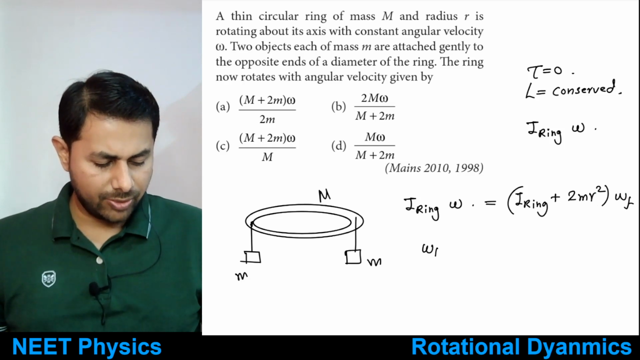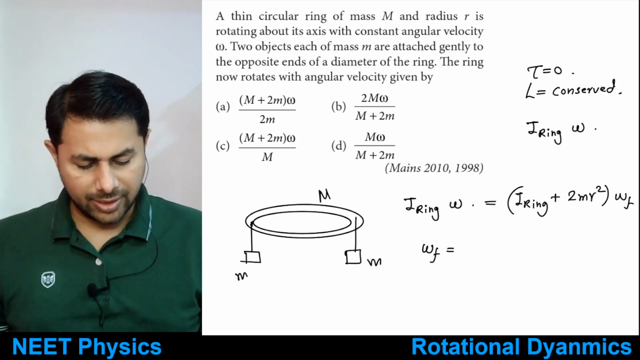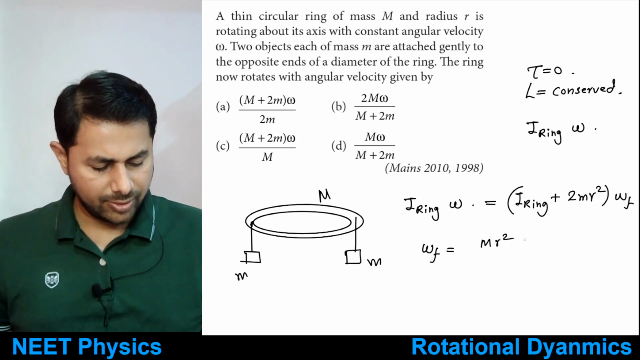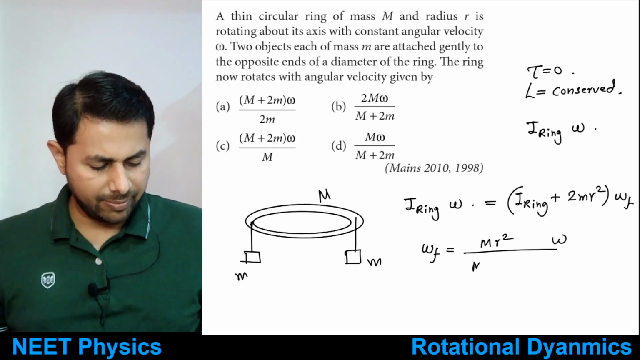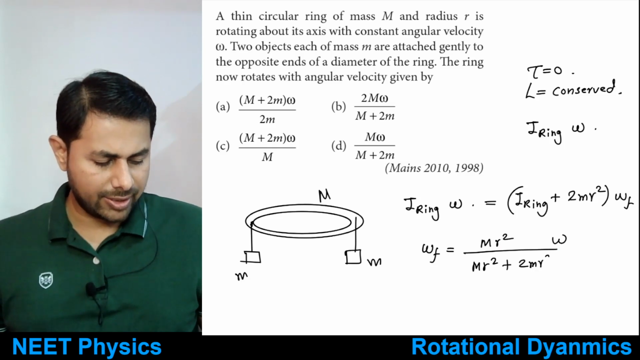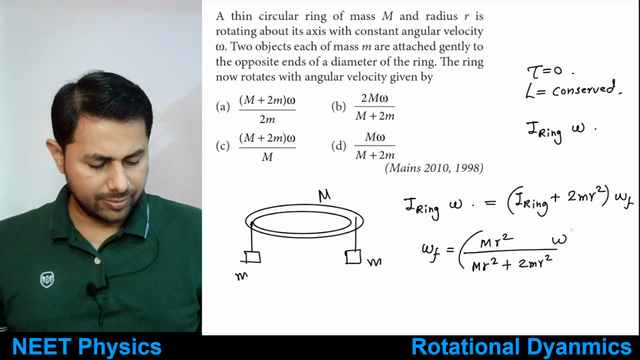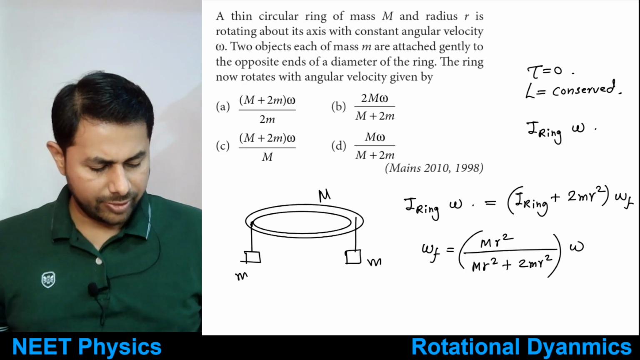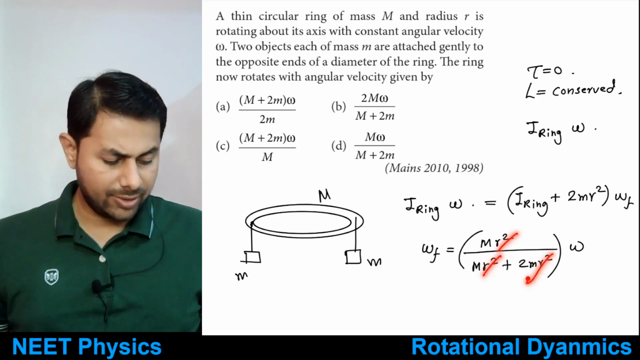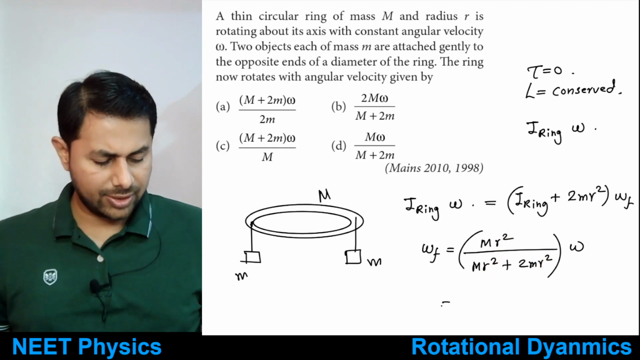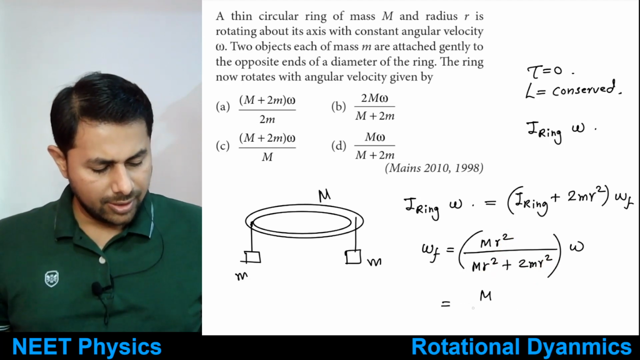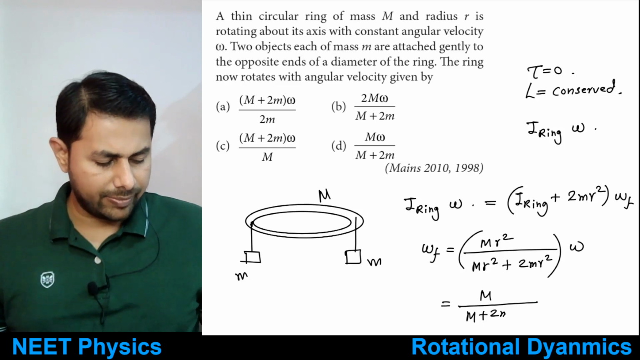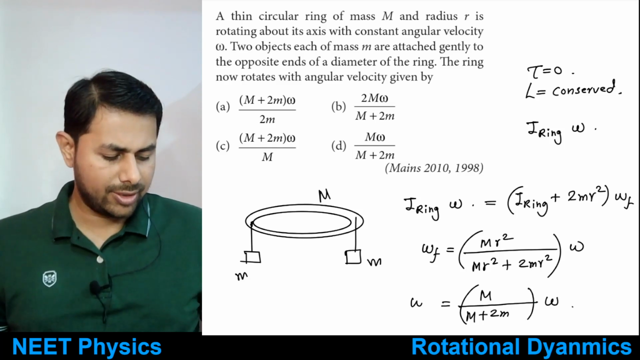So omega f is equal to the moment of inertia of the ring. What is the moment of inertia of the ring? It is Mr square, right? Mr square times omega divided by Mr square plus 2mr square. We are just taking this on the other side, so r square will get cancelled out. What's the answer? It is just M divided by M plus 2m, times omega. This is the answer.